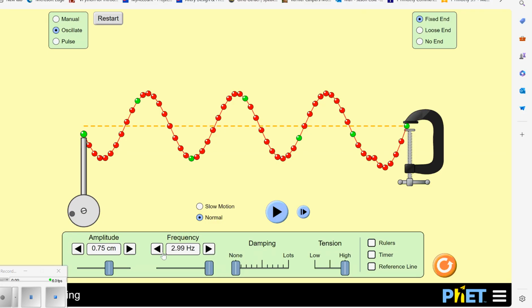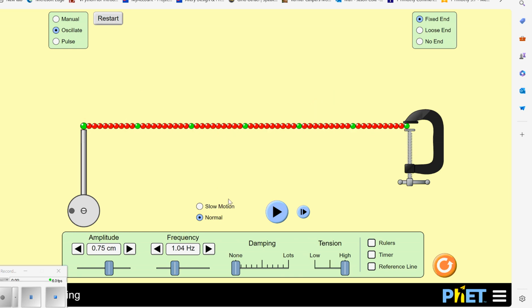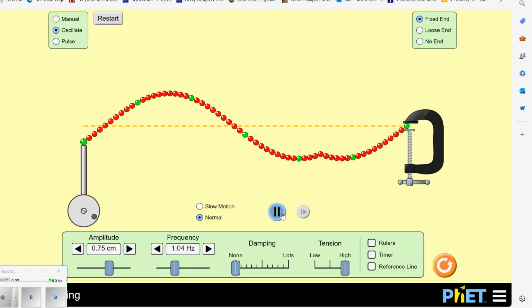I'm going to see if I can make a wave with a frequency of 1 hertz. And so what that actually tells me is, let's restart this, and here we go. I've got a little oscillator, and it's going to go up, down, and back to this position once every second, and that's what a hertz is.